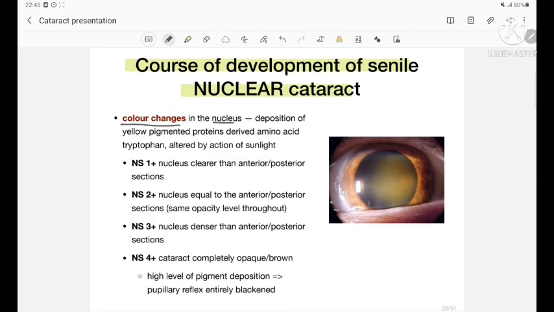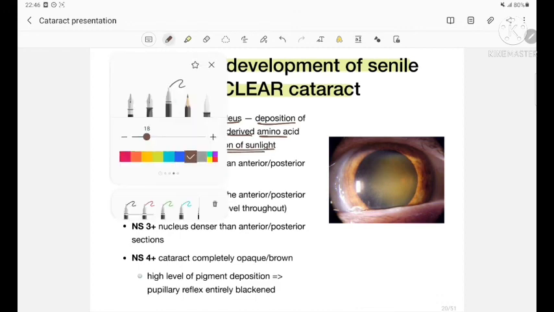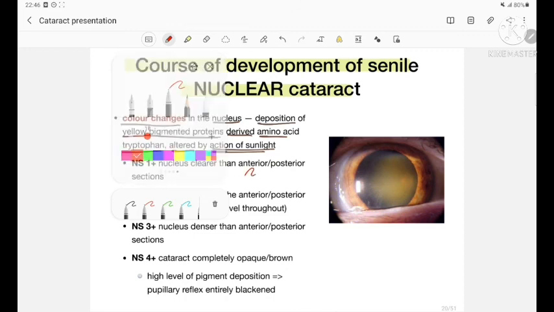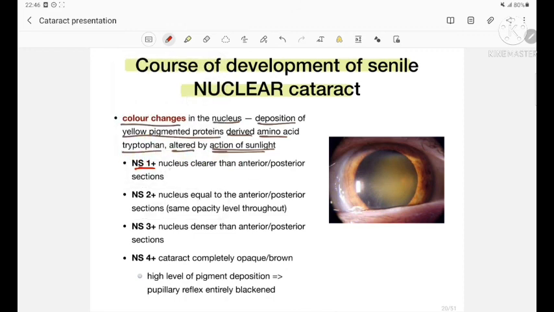The color changes in the nucleus are because of the deposition of yellow pigmented proteins, derived from the amino acid tryptophan, and they are altered by action of sunlight. So, the different grades are: NS1 plus, in which the nucleus is clearer than the anterior or posterior sections. NS2, nucleus sclerosis 2 plus, the nucleus equals the anterior or the posterior sections, same opacity level throughout.